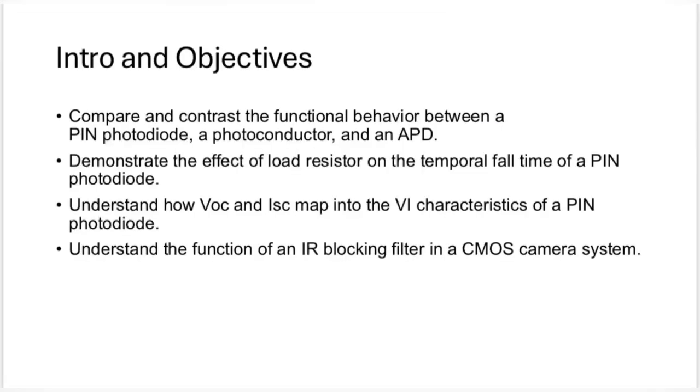So the main goal for this lab is going to be analyzing the differences between a PIN photodiode, photoconductor, and avalanche photodiode, with the ultimate goal being how can we apply these optical devices to different situations. We're going to be putting a heavier emphasis on the PIN photodiode, which represents the p-type, n-type, and intrinsic levels of a semiconductor, and see how it affects things like voltage, current, and fall time. Then the second part will be about an infrared setup and trying to capture images based on that setup.